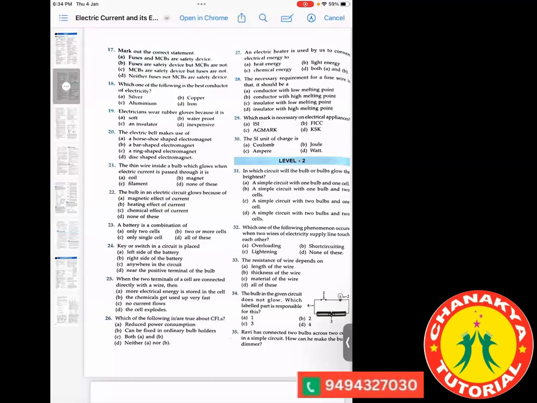Anubhav, the 20th one. Yes, ma'am. The electric bell makes use of, ma'am, I think it is option B, a large segment electromagnet. No, the electric bell is made up of a U-shaped electromagnet. If it is U-shaped, then only we can push the button, right? If it is like a bar magnet, the push button will not work. We cannot turn it off and on. That is why it is made up of the U-shape.